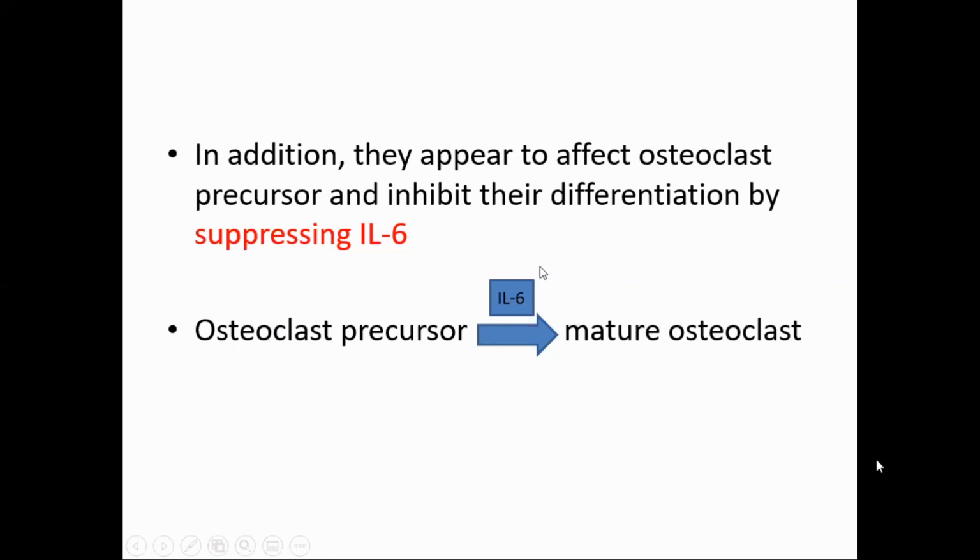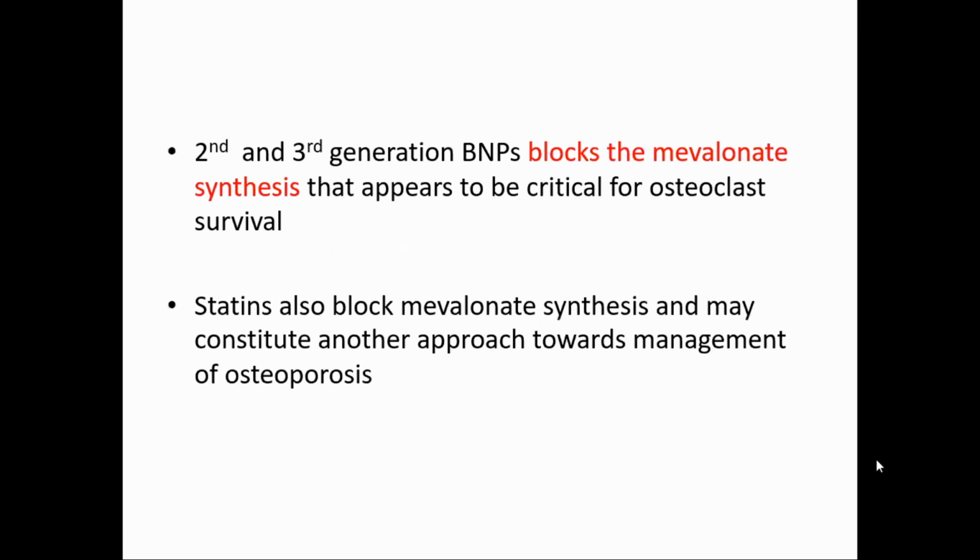So what do this group of drugs, bisphosphonates, do? They inhibit this interleukin 6 and hence inhibit the conversion of the osteoclast precursor to the mature osteoclast, and hence cause the inhibition of the bone resorption process. And in addition to that, it has another mechanism of action.